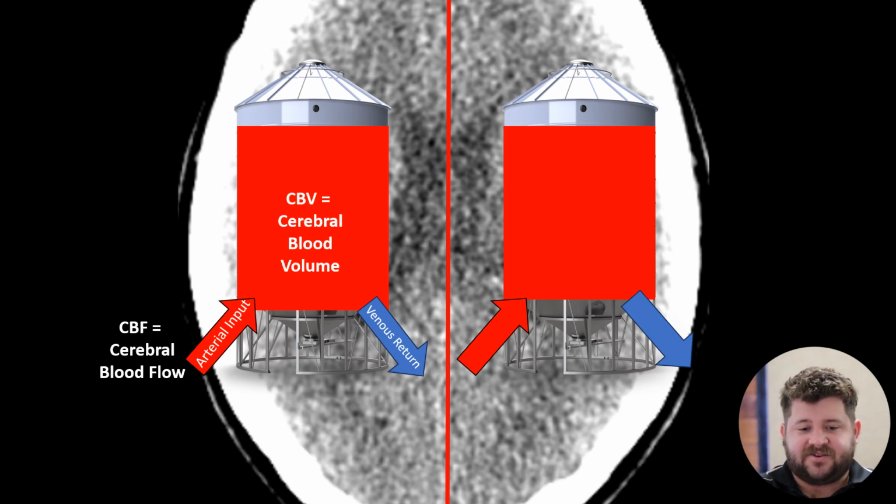So that's our CBV, our cerebral blood volume. Our blood flow is our input and output, and our blood volume is how much blood is within that tissue, or in this case, how full our tanks are.